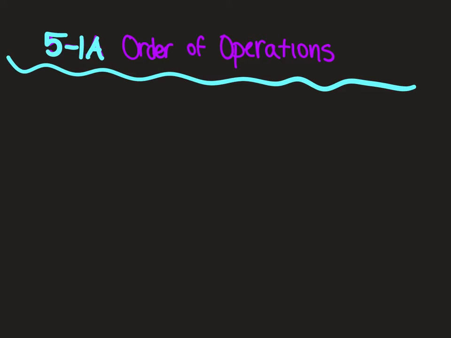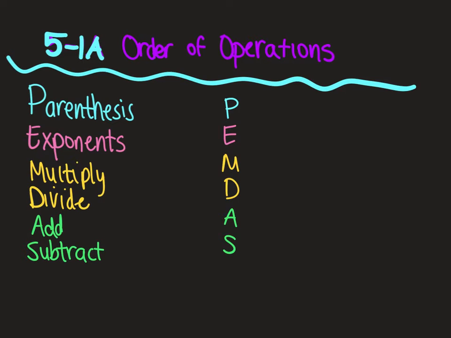Today's video is Chapter 5, Lesson 1A. We're going to talk about order of operations. Alright, operations are things like multiplying, dividing, adding, subtracting, but it's also these two operations, exponents and parentheses.